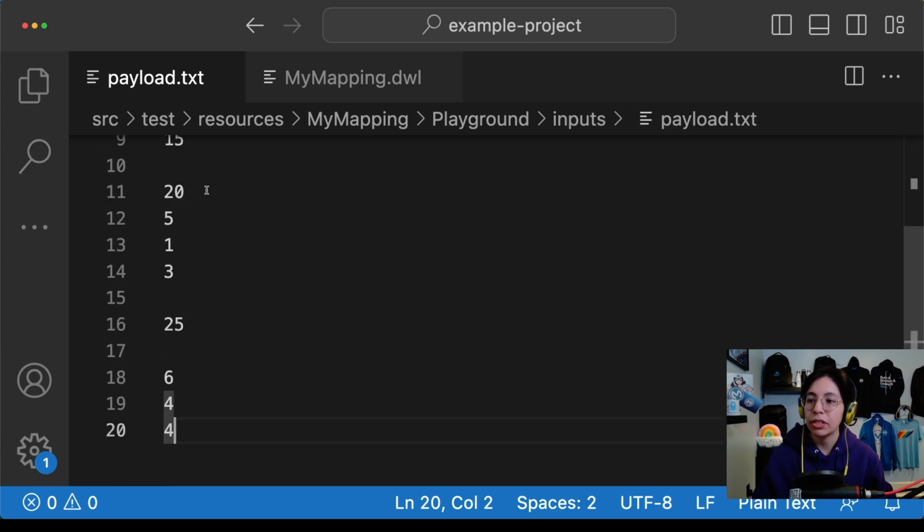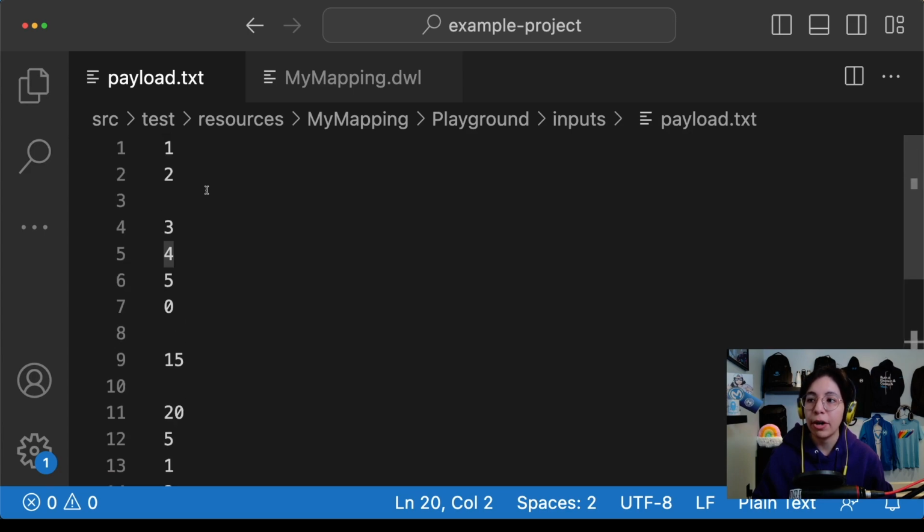We have a series of numbers separated by paragraphs. This is one paragraph, this is the second paragraph, this is the third paragraph, and so on. So what we're going to do is count each paragraph separately. The first paragraph would be 2 plus 1 equals 3. The second paragraph would be 3 plus 4 plus 5 equals 12. And the third paragraph would be 15, and so on with the rest of them.